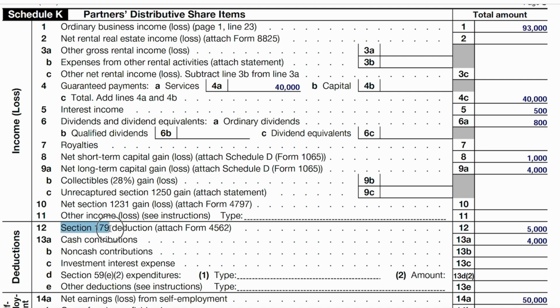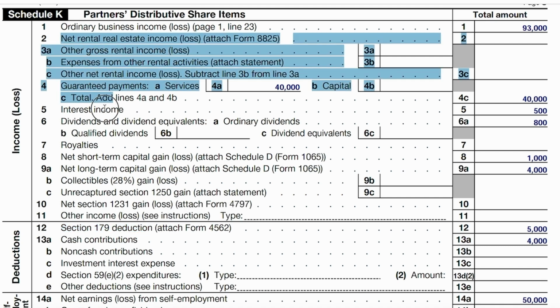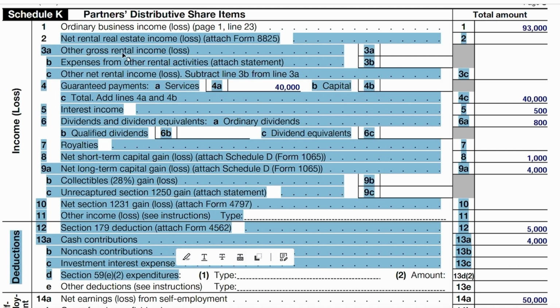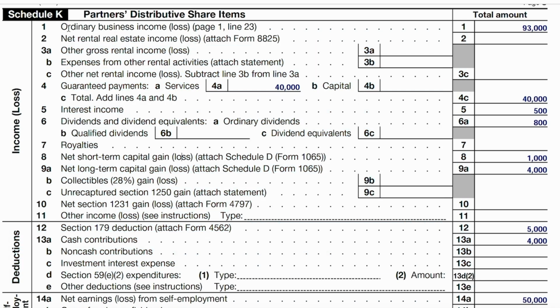Same for section 179 deduction, it is treated differently for different partners, therefore separately stated. So all these line items that you see other than ordinary business income are called separately stated items. Ordinary business income is called a non-separately stated item.